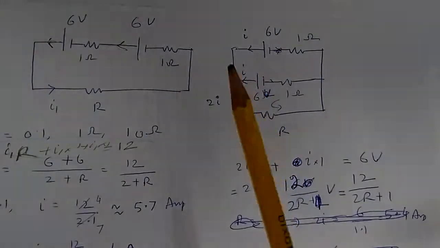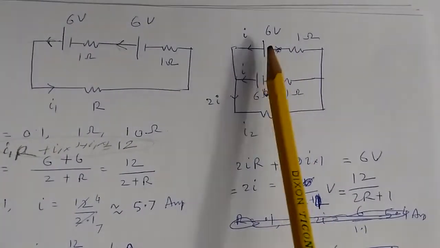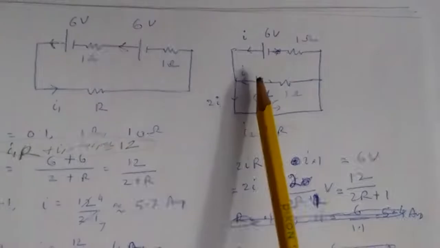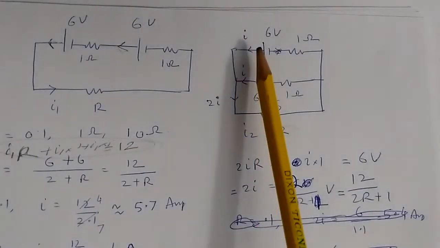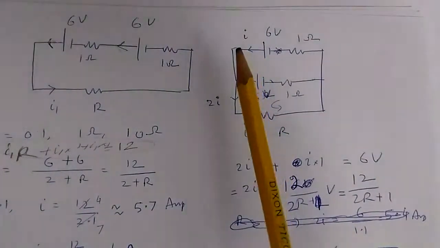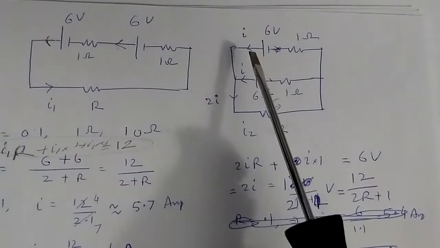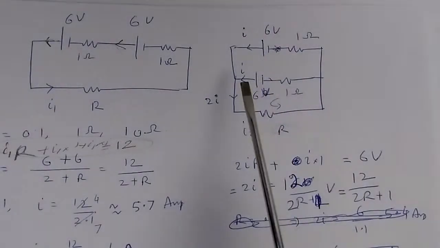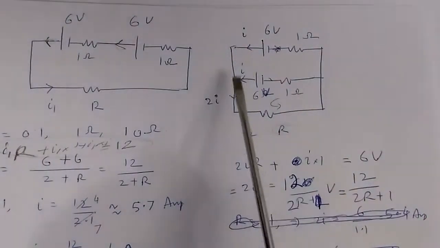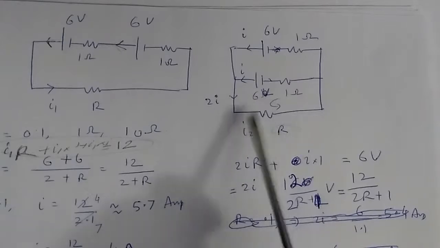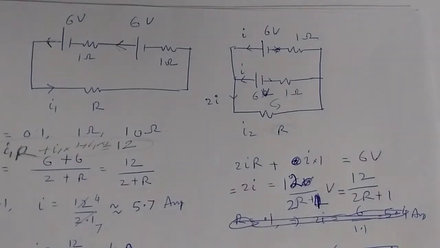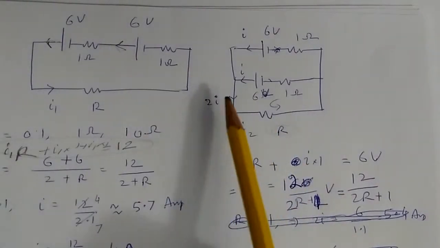So the current flowing from this one will be exactly the same as the current flowing from this one. If the current flowing from here is I, the current flowing from here will be I, and the total current will be 2I. This is the kind of symmetry that you must exploit. And now the current flowing in this one is 2I.